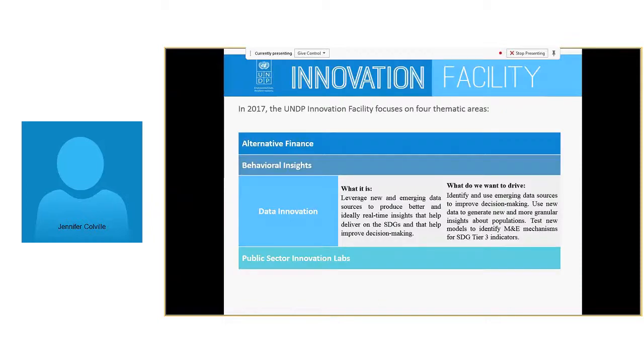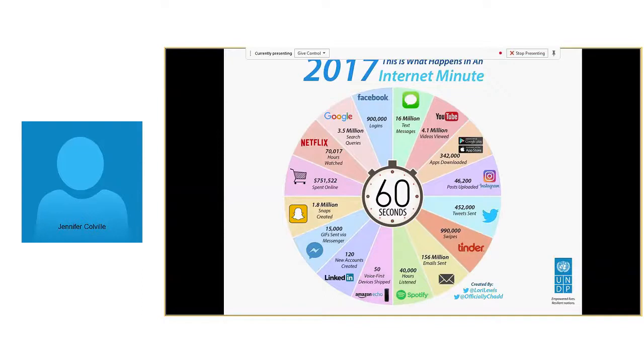This year, as you probably know, the Innovation Facility is focusing on 4 thematic areas, or methodological areas rather, from the previous page: alternative finance, behavioral insights, data innovation, and public sector innovation. And so I just wanted to give a couple of examples of the work that we're doing at the global level, and then talk specifically about some of the work that we're doing in the Arab States on data innovation.